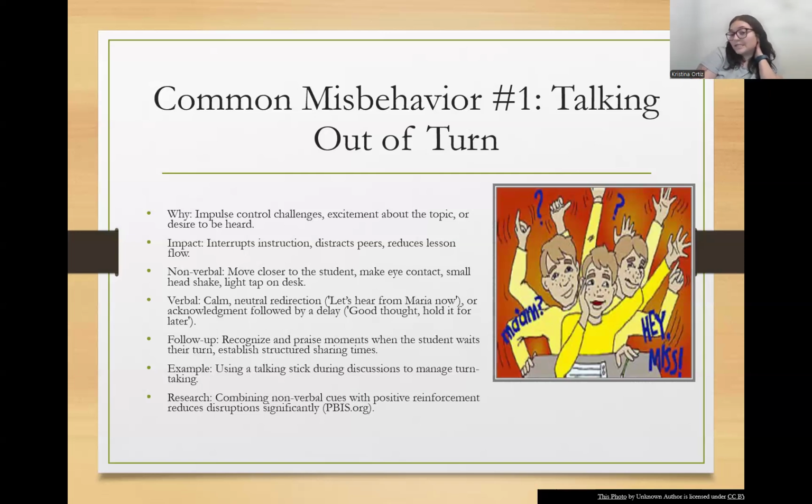So an example we can use is a talking stick during discussion to manage turn taking. This can help at the elementary level, really. If you're using a talking stick, whoever has that stick is the only one to talk. That gets the students knowing who's allowed to talk and when. The research I found for this one was through pbis.org, and they said that combining nonverbal cues with positive reinforcements reduces disruptions significantly.